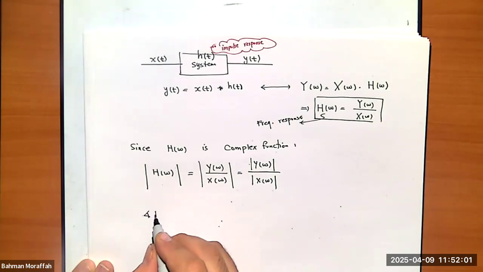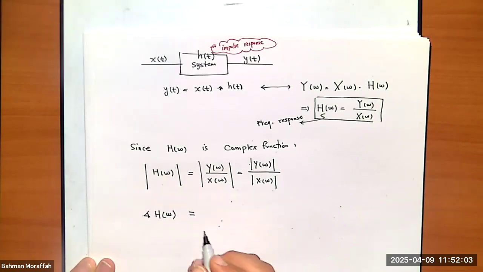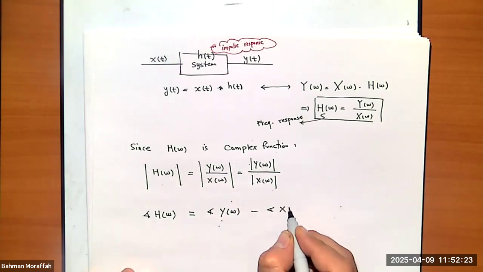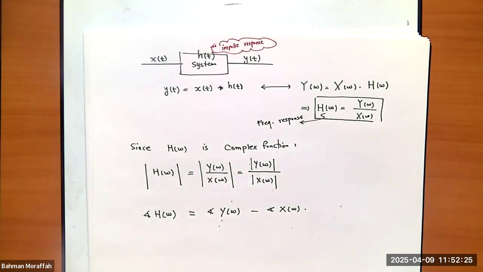What is the phase of H of omega? We're again dividing two complex numbers. So it's the phase of the numerator minus the phase of the denominator. So the phase of H of omega is the phase of Y of omega minus the phase of X of omega. Right?